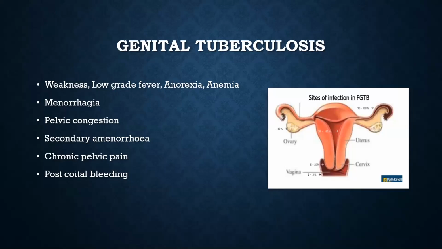So we'll leave all that and go back to the symptoms. Genital tuberculosis is basically what will happen. The symptoms as such are weakness, low-grade fever, anorexia, anemia. Then we have menorrhagia, pelvic congestion, secondary amenorrhea, chronic pelvic pain, and postcoital bleeding. These are a few symptoms of genital tuberculosis.